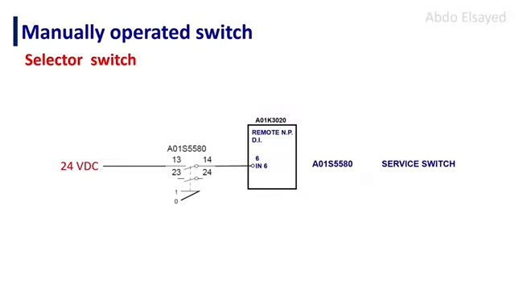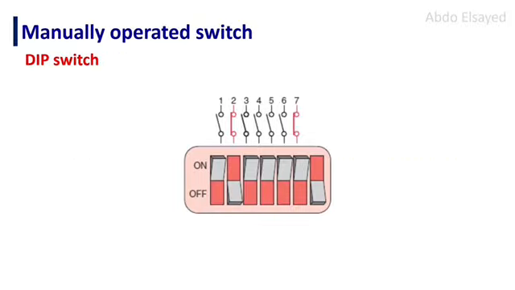An example from Tetra Pak machines, the service switch in the electrical panel. This selector has a wire connected to the 24 volt and another wire to the PLC. Another type of manually operated switch. Dip switch is the same as the light lamp switches.